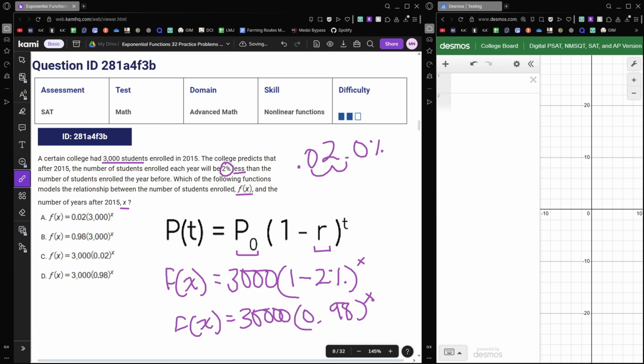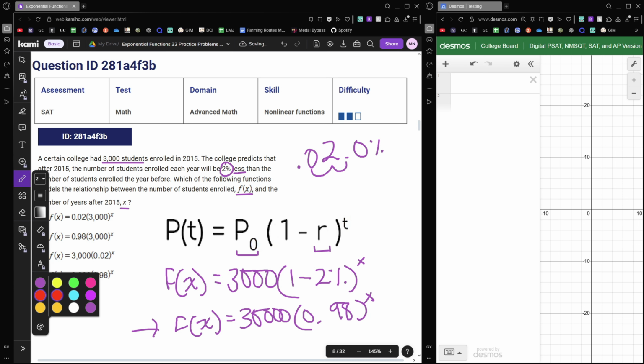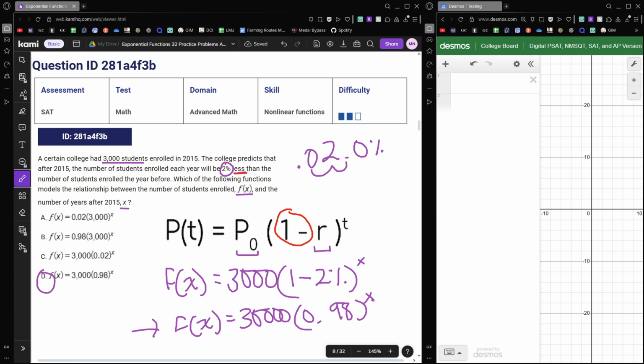And the answer choice that matches this is D. Now you could have also solved this without actually solving for this equation. We know here it's an exponential decay problem because they say it's less. That means that the number inside the parentheses has to be less than 1 because we're doing 1 minus.